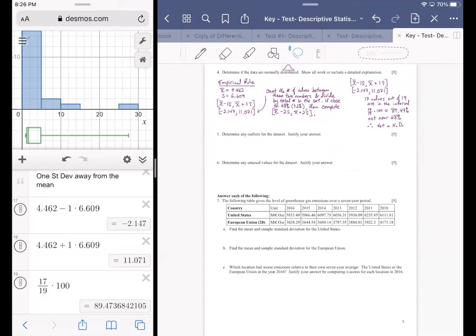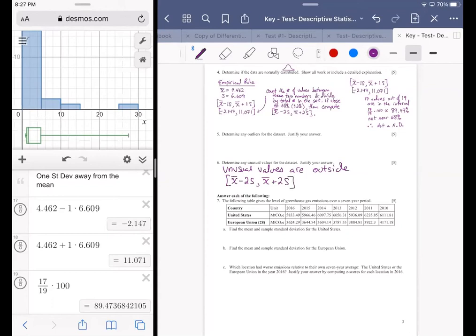All right. So then we get into outliers and unusual values. Now I'm actually going to do the unusual values part first because that actually goes hand in hand with what we just did. All right. Unusual values are outside the interval of X bar minus 2s, comma, X bar plus 2s.